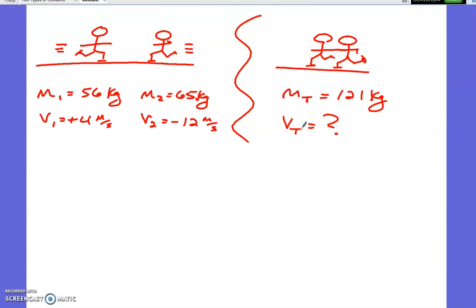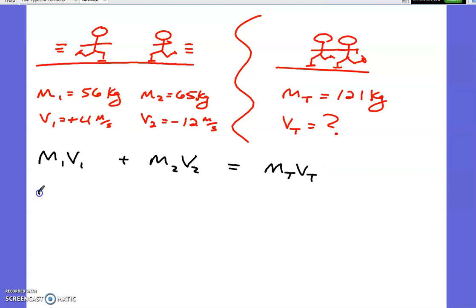We're going to use our conservation of momentum, which states that the momentum in the beginning, and there's two objects with momentum in the beginning, skater 1 and skater 2, is going to equal the momentum at the end. And at the end, because they join hands, there's only one object, since they are together.